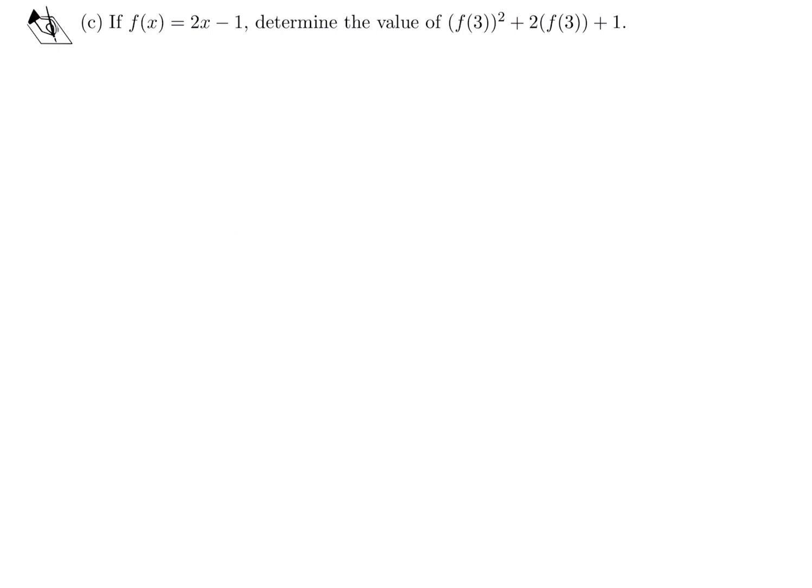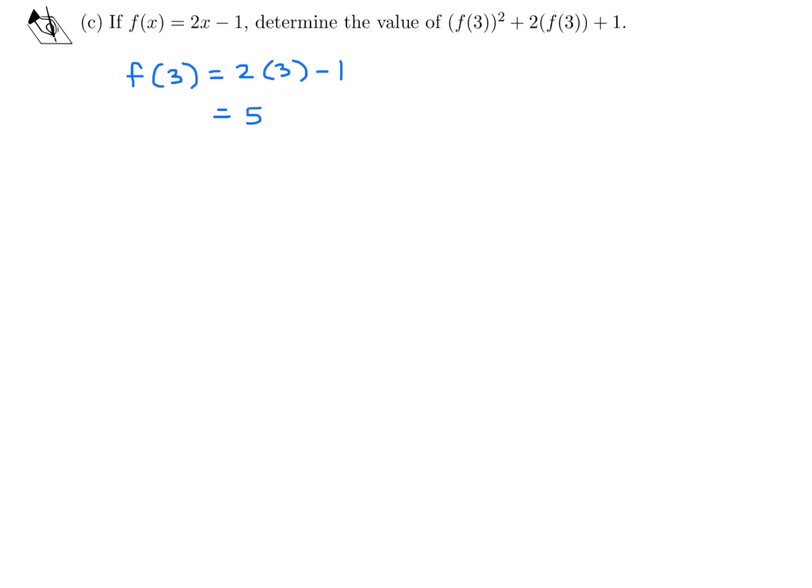If f of x is equal to 2x minus 1, determine the value of f of (3 squared plus 2 times f of 3 plus 1). The first thing is let's just figure out what is f of 3. It would be 2 times 3 minus 1. You're just substituting 3 for the value of x.